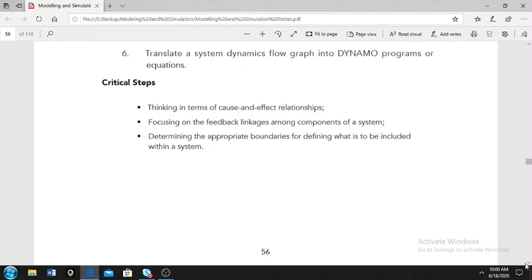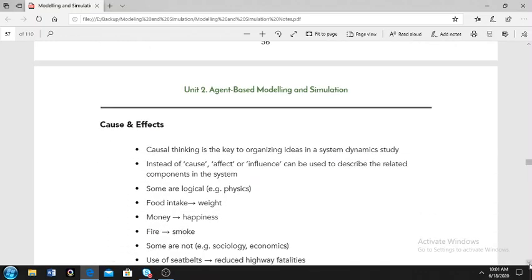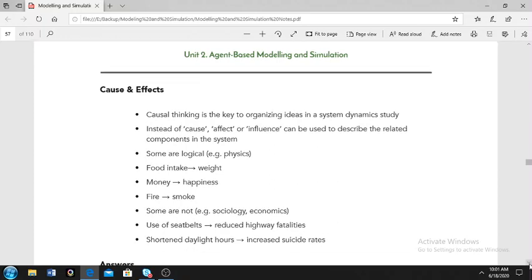So let's start with the cause and effect diagram. We are going to start in the next video by understanding what causes are and what effects are, but these are things you already know. So let's cover it in the next video.